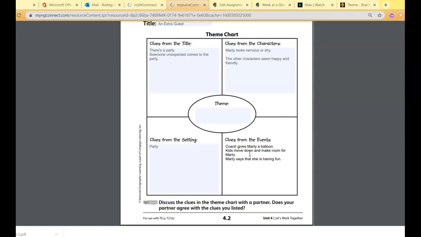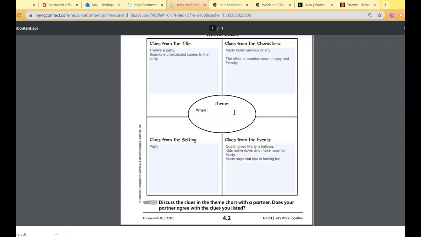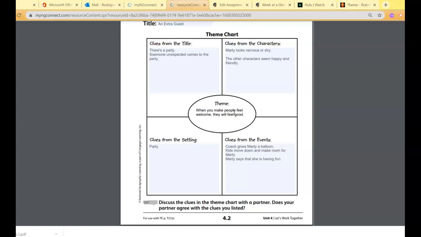So then we can get to the actual theme. Now that we have taken a look at all these different elements of the story, the theme is when you make people feel welcome, they will feel good. Because the author wants us to see that when someone comes in, we're not expecting them, or somebody new joins the group, if we make them feel like they're part of the group, if we make room for them and make a kindness for them, then they are more likely to be comfortable and have a good time.